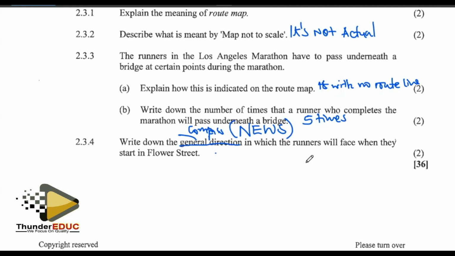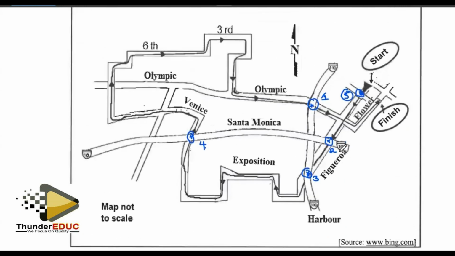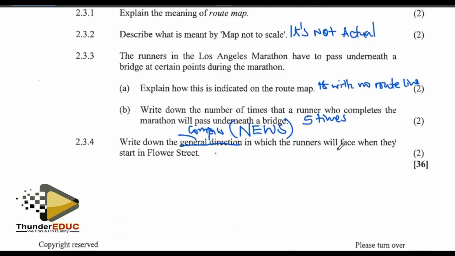So let's go there. They said write down the general direction in which runners will face when they start running. Before you give the general direction, you have to look for the compass. Here the compass points at this side, look at the end, so simply up there. So this side is east, this side is west, south, and on top here it's north. So where are they facing? You come here. Try to draw the compass and look at where they are facing. South, west.